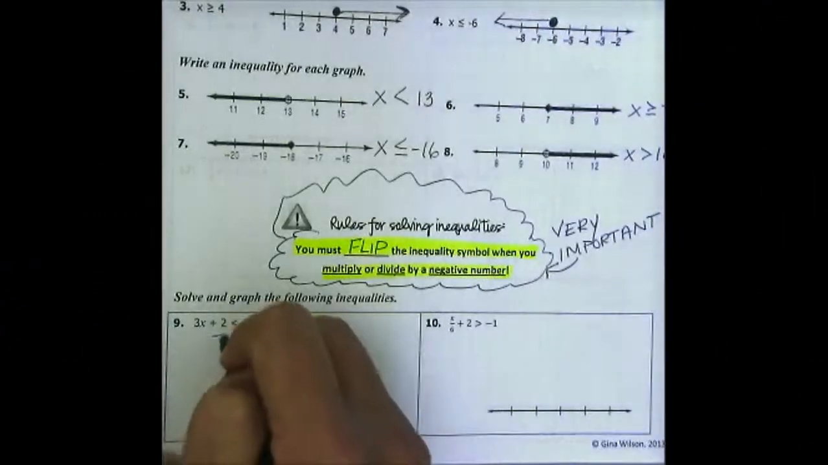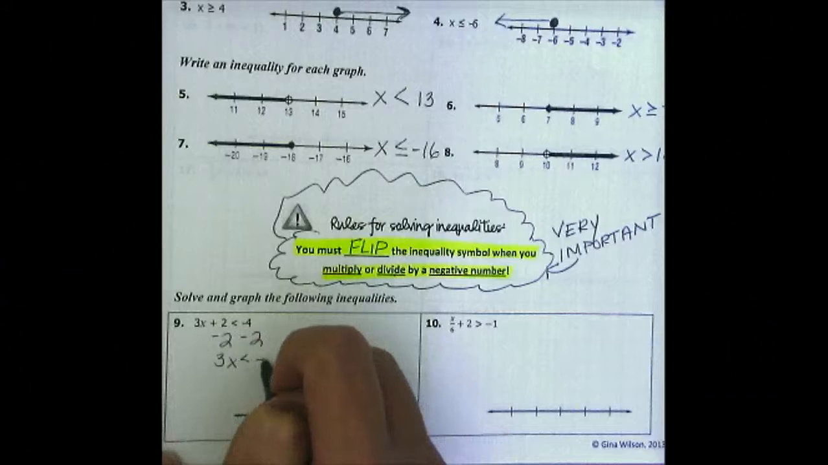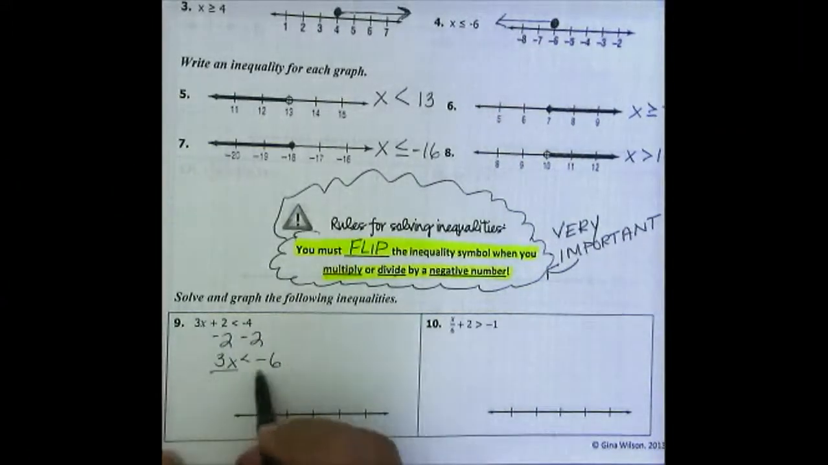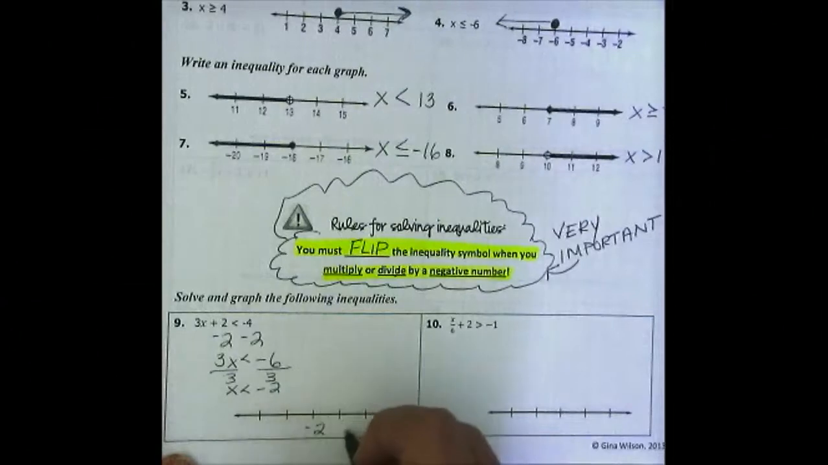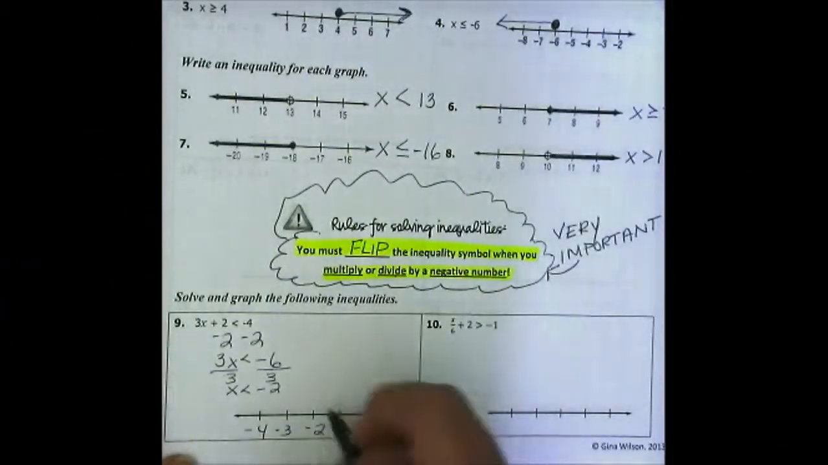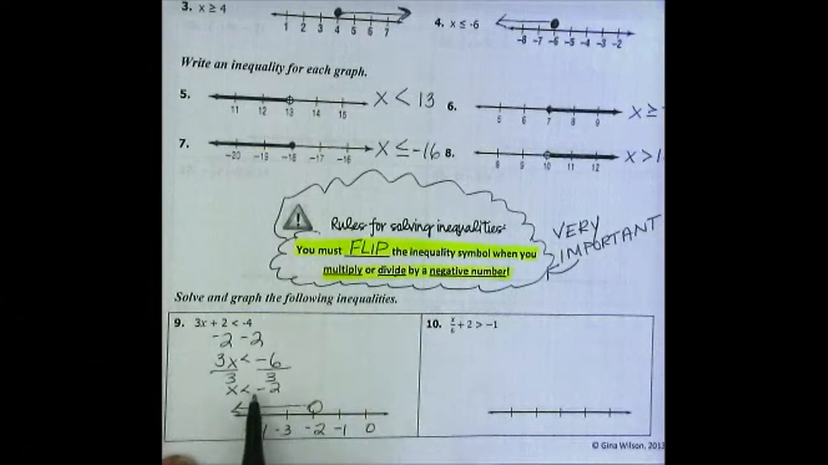So we'll subtract 2 from both sides. We get 3x < -6. And then we'll divide by 3. Because we divide by 3, we don't need to worry about flipping our symbol, so x < -2. Fill in our number line, and we'll have an open circle on the -2 and to the left because the numbers to the left are less than, and our symbol also points to the left.